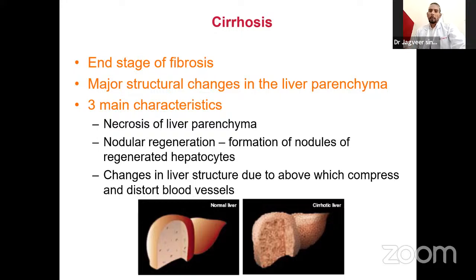Because of this nodular regeneration, change in the liver structure or liver parenchyma occurs. And these nodules compress the blood vessels, and the blood flow through the liver is hampered. That will cause portal hypertension.